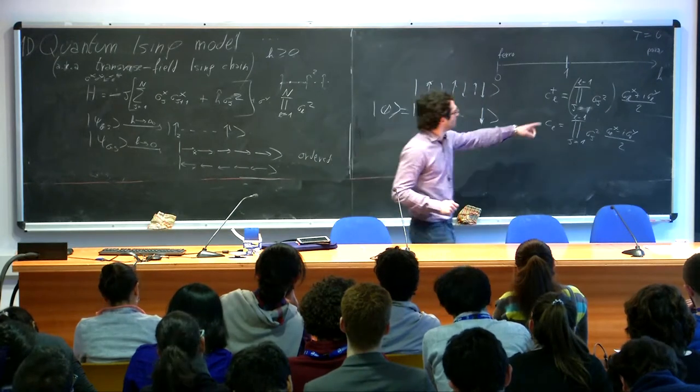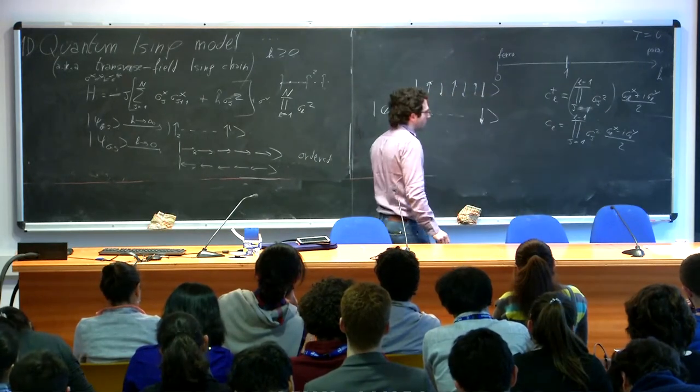So this is why I would like to change the algebra, preserving the anti-commutation relation at the same site. And this is a way to fix the commutation at different sites.